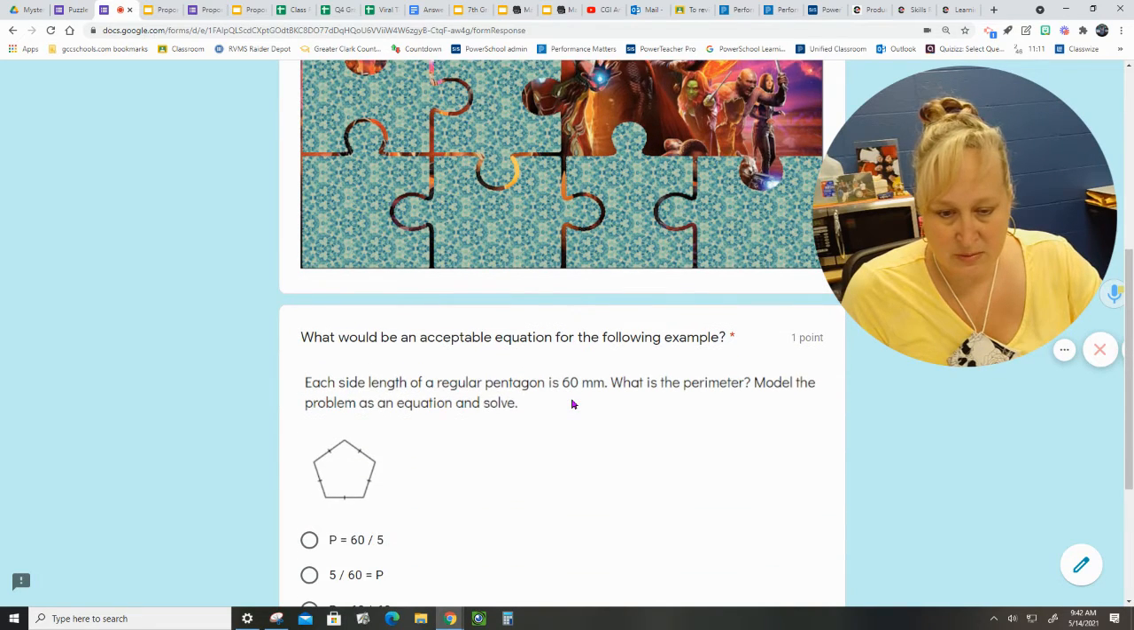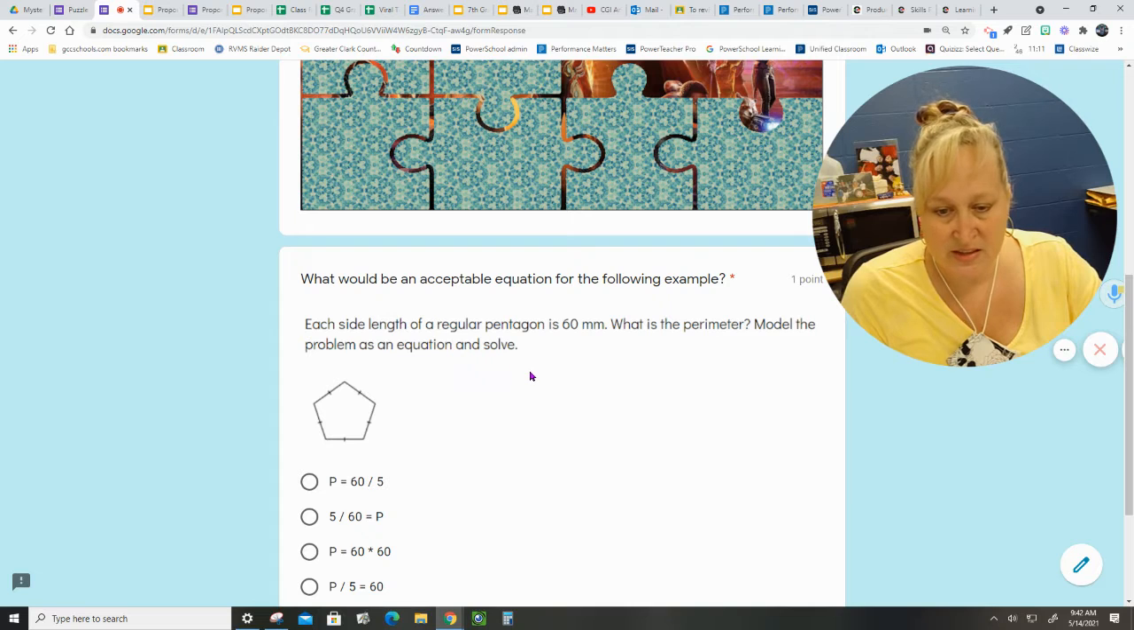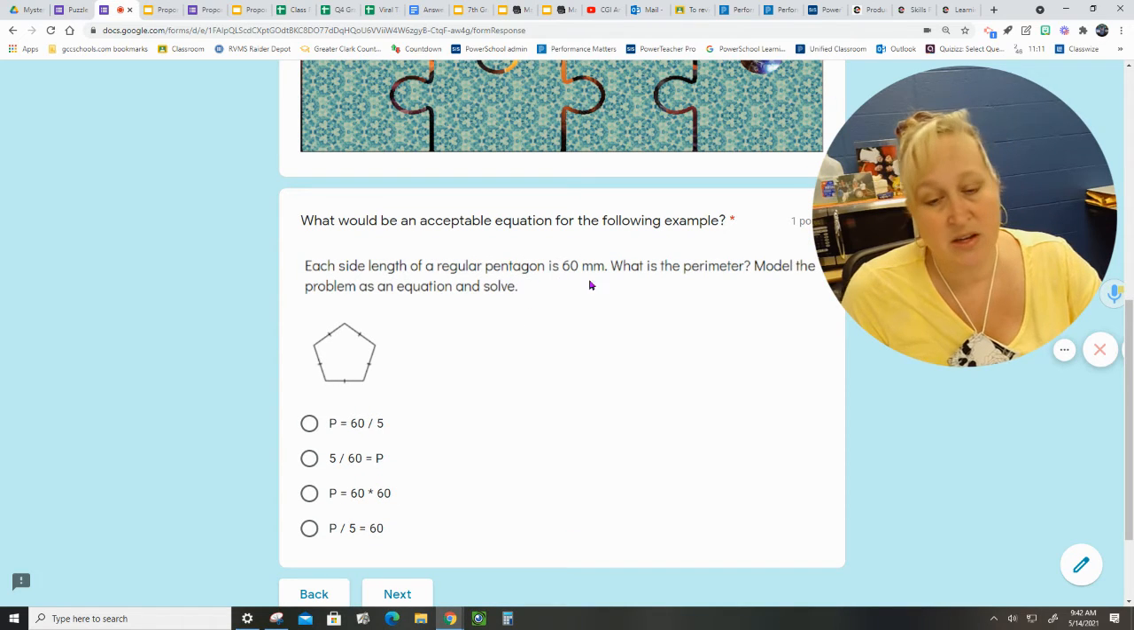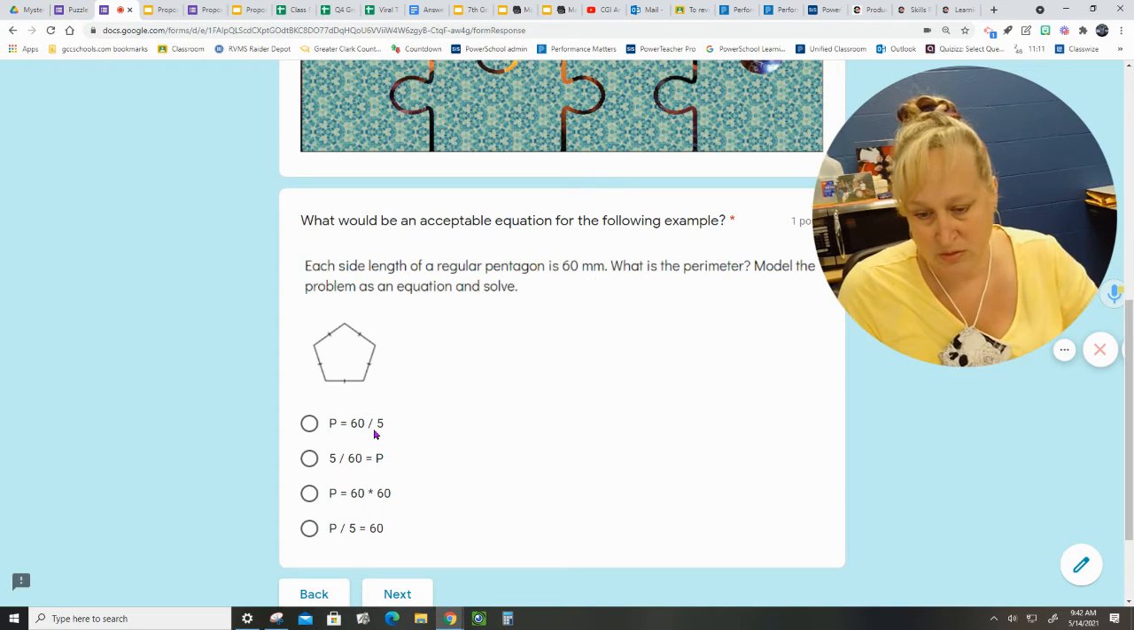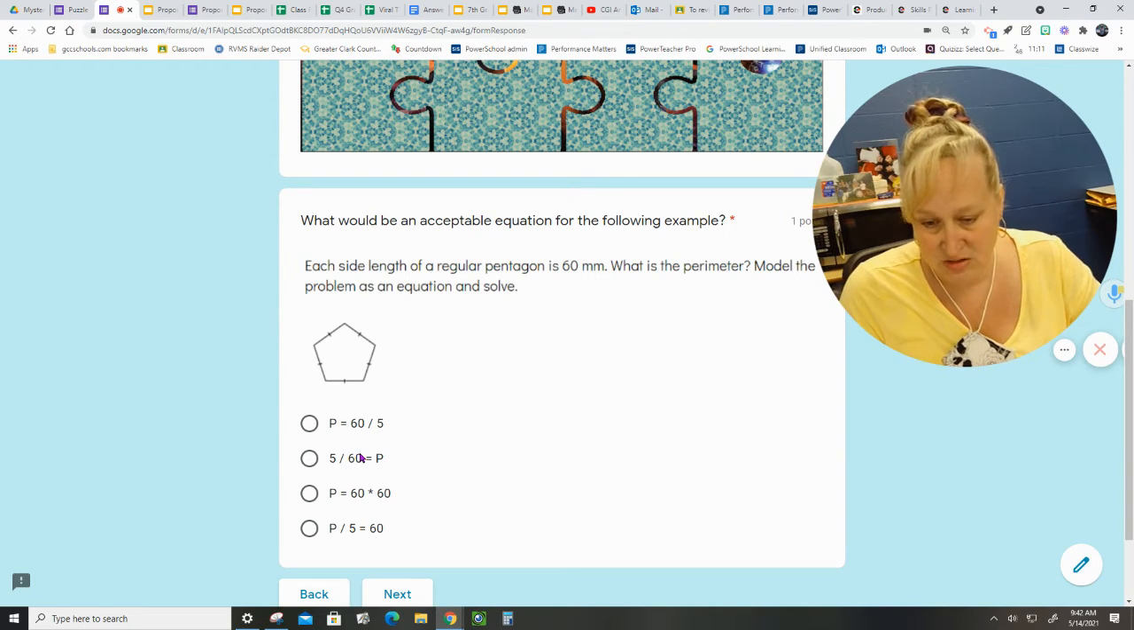What would be an acceptable equation? Each side length of a regular pentagon is 60 millimeters. What is the perimeter? Model the problem as an equation and solve. So perimeter equals 60 divided by 5. That's not true. The perimeter is what goes around. So it's not division.